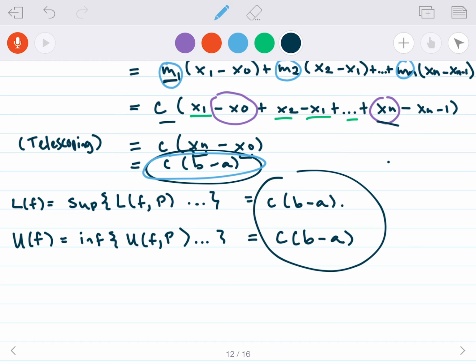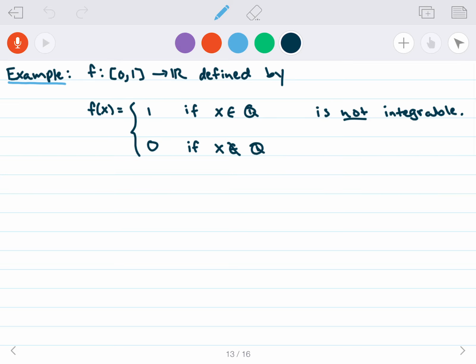Let's go ahead and look at another example, of a function that's not integrable. Remember this function from when we looked at continuity. This is the Dirichlet function. Our domain is from 0 to 1, and we're defining our function to be 1 if x is rational and 0 if x is not rational. And we claim that this function is not integrable. I think this is kind of cool, kind of fun to look at.